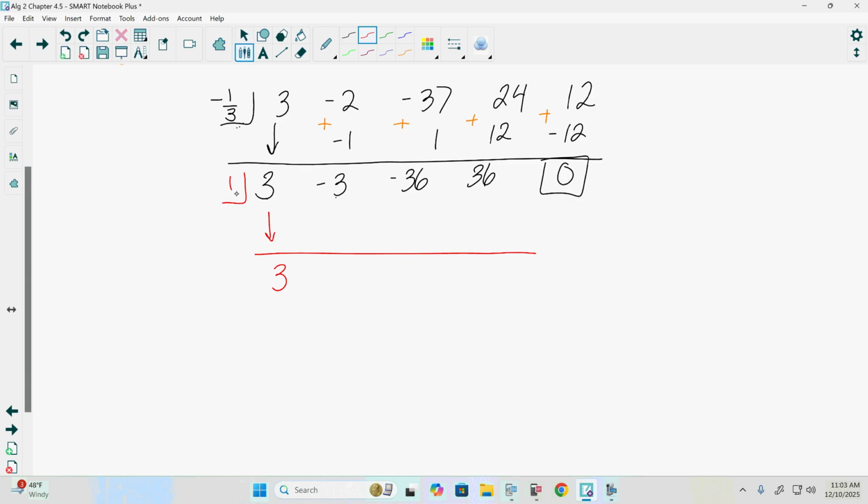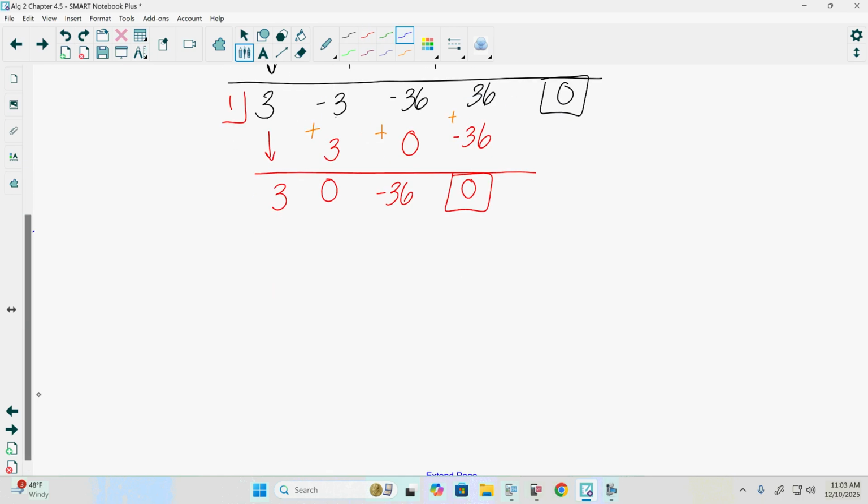And once we finish that, we're going to do this again with 1. Now 1 times 3 is going to be positive 3. Negative 3 plus 3 is 0. 1 times 0 is 0. Negative 36 plus 0 is, well, negative 36. 1 times negative 36 is negative 36. And 36 plus negative 36 is indeed 0. Questions on how we got to this point here?